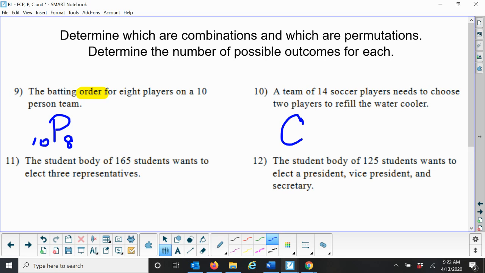So then I need to determine my numbers, and I have 14 players to choose from, and I'm picking 2 to refill that water cooler.